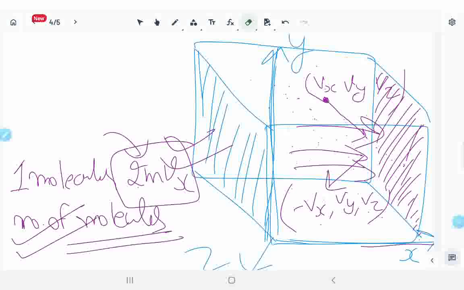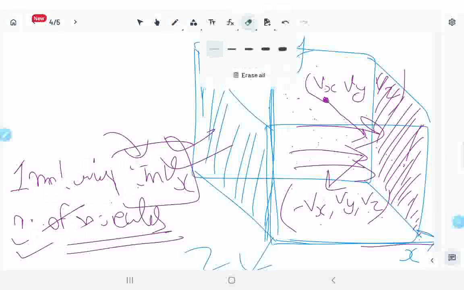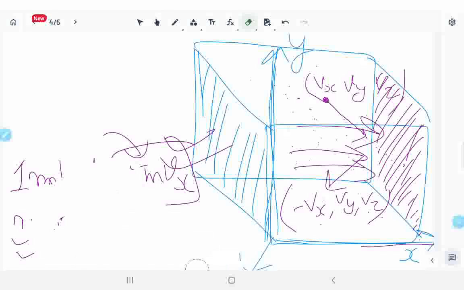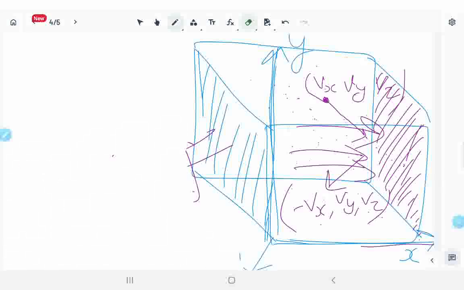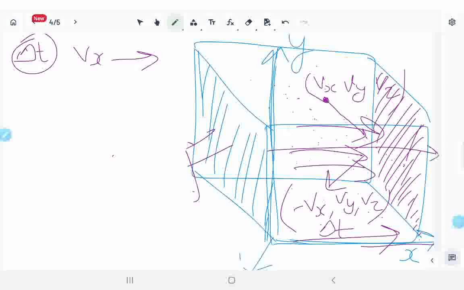अब टोटल नंबर ऑफ मॉलिक्यूल्स हम लोग कैसे निकालेंगे, we have to see this. देखिए, if in time del t, I'm talking about time del t, because a molecule will take time del t to move from one place to another place. There are many ways to derive this. And the molecule is moving with velocity vx. Okay, the molecule is moving along x-axis, the velocity is vx.